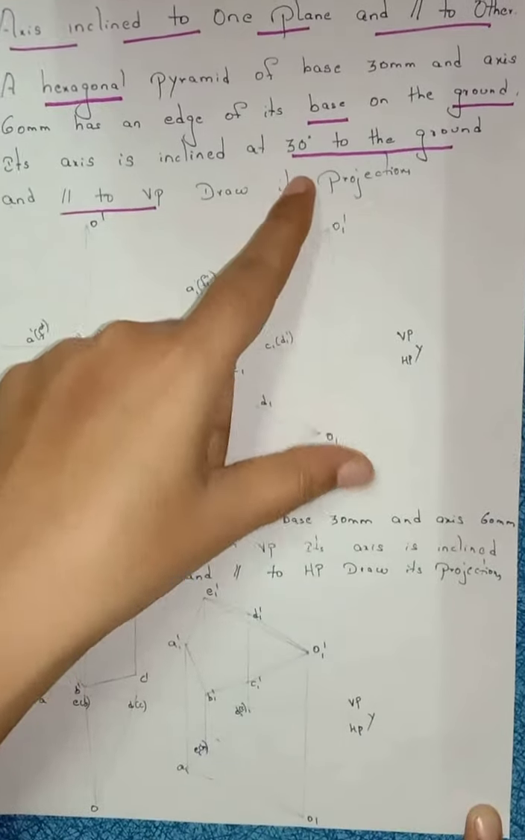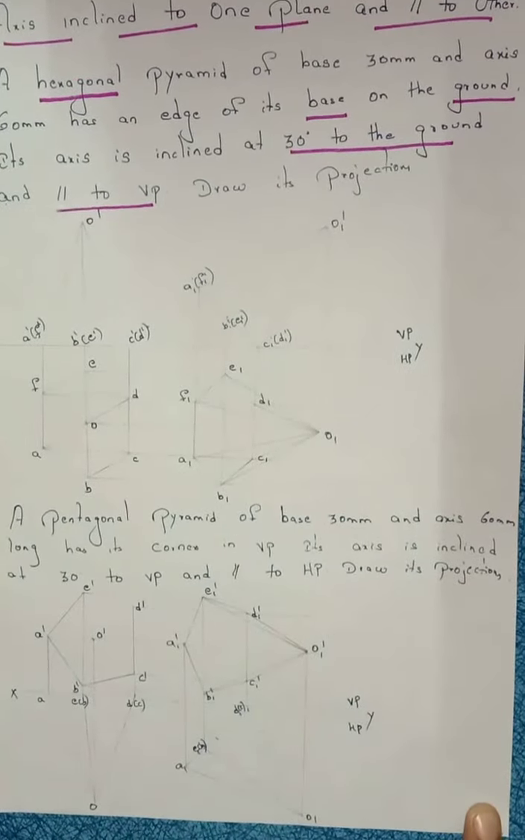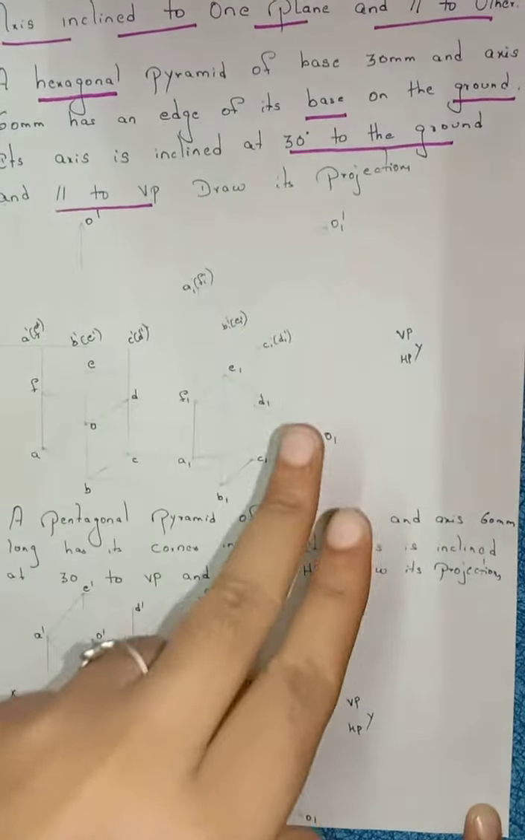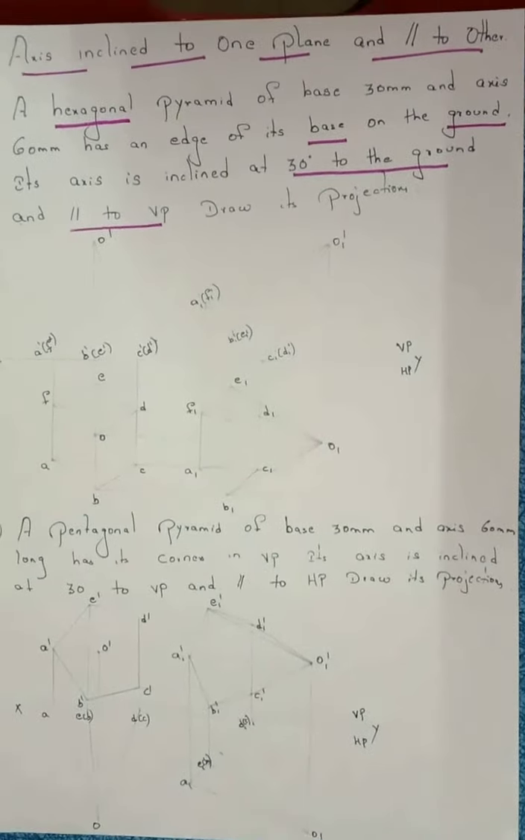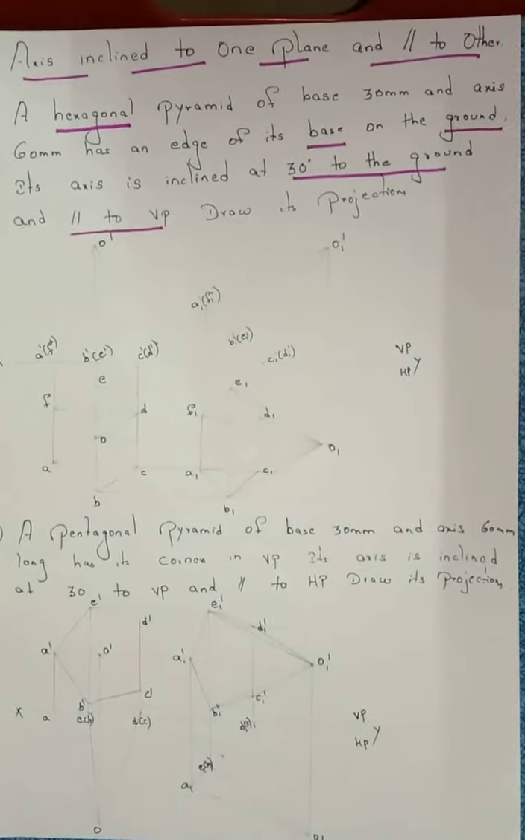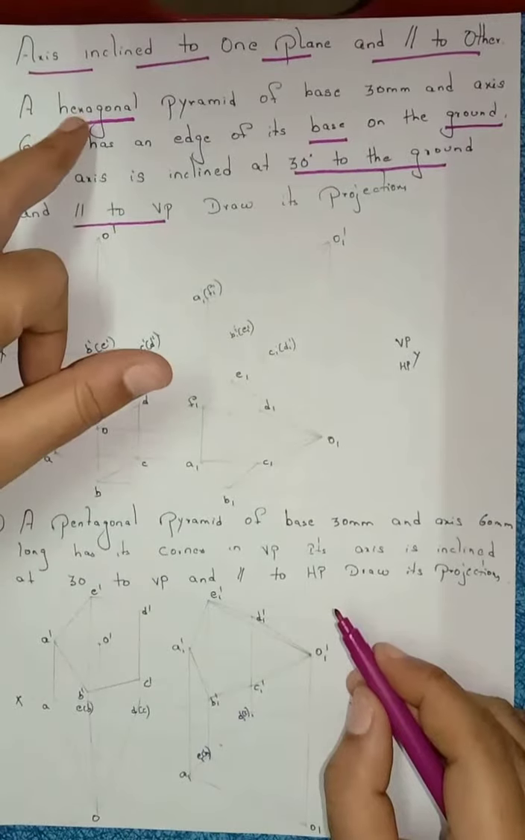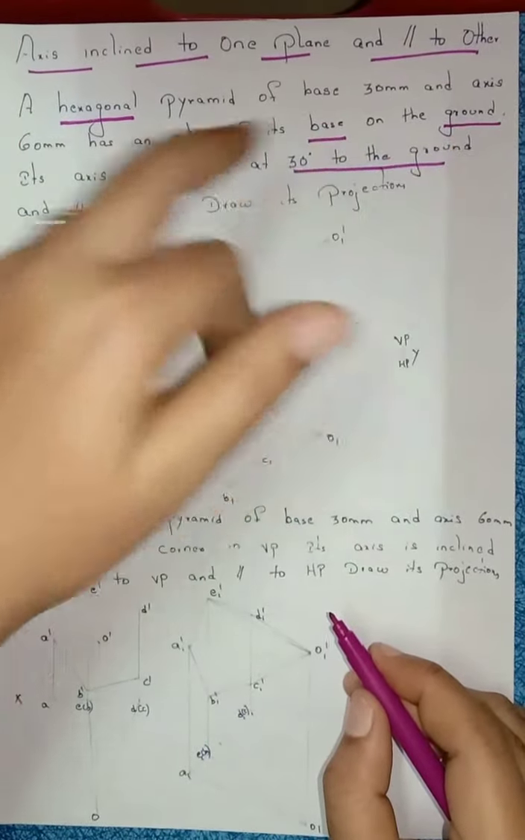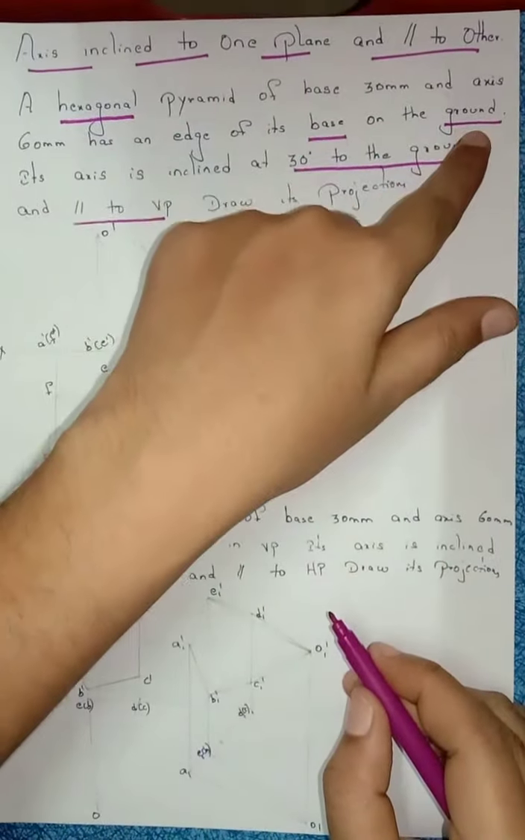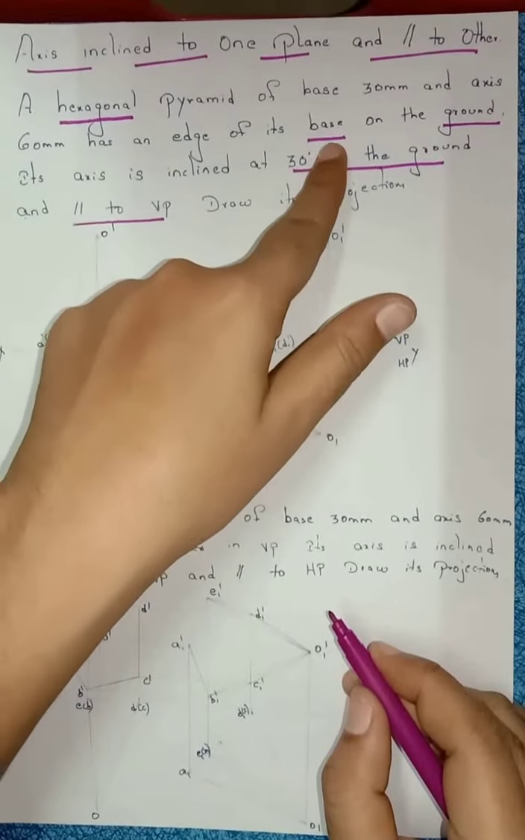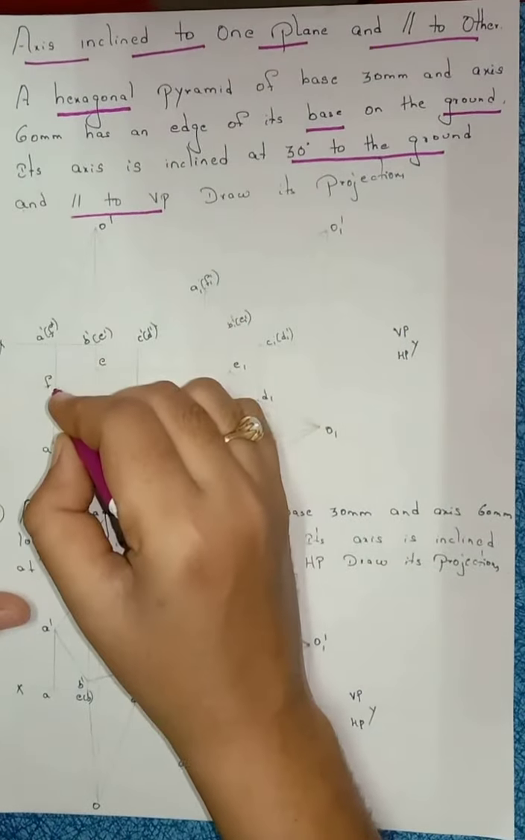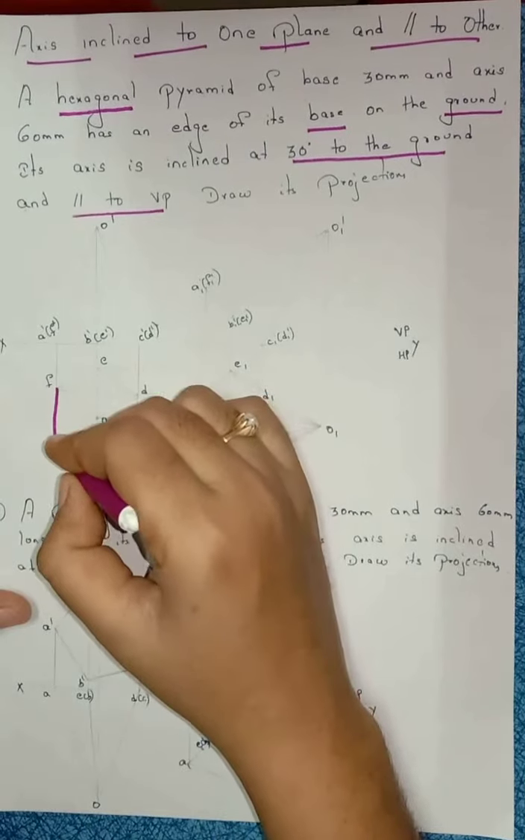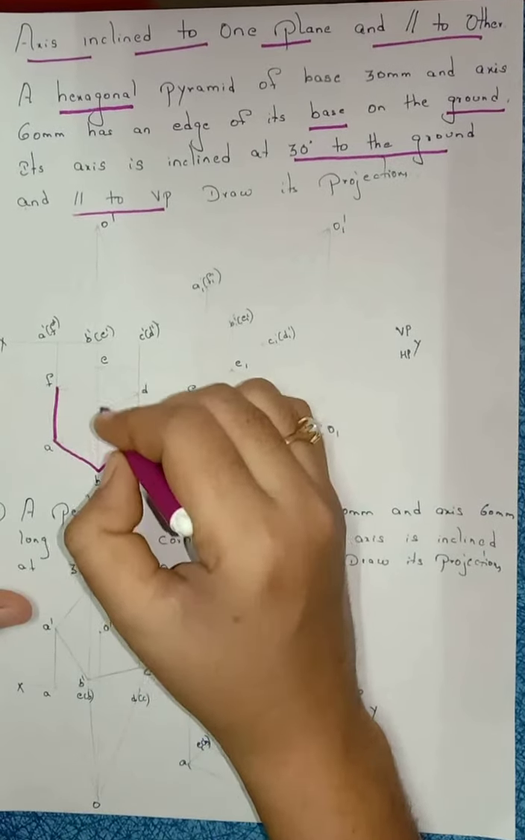In this question they mentioned only one angle. If the question mentions only one angle, you have to draw two positions, right? We know this concept. Coming to the question, you have to construct the hexagon. The condition is base on the ground, so construct the hexagon on the horizontal plane. The base is on HP, and the side of this hexagon is 30 mm.